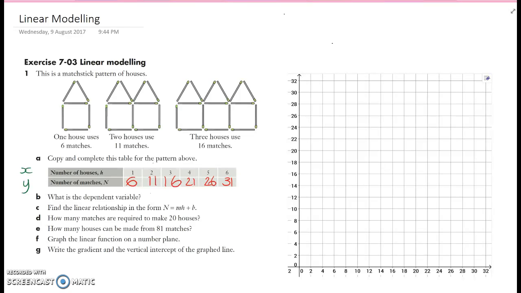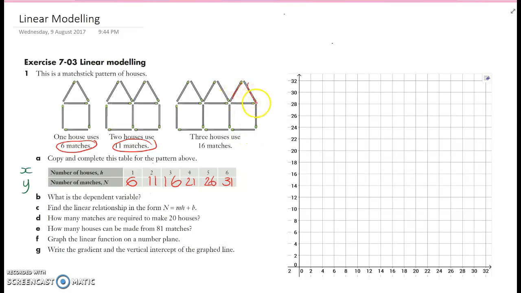Okay, here's a bit of help with question 1 in exercise 703. It's a modelling question. We're building houses using matchsticks, and the first house needs 6 matchsticks. The second house needs the 6 plus an extra 5 that are added onto that. It's 11. And then the third house, you need to add another 5.